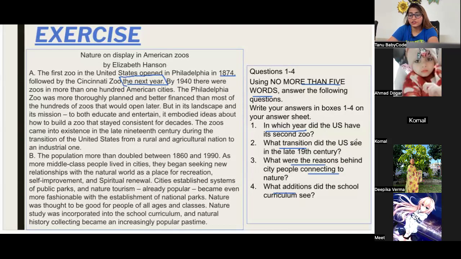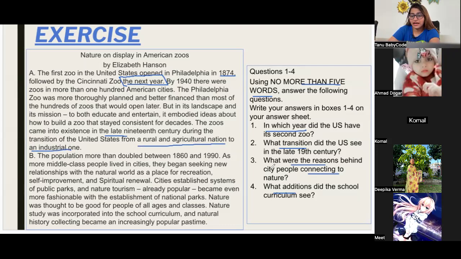What transition did the US see in the late 19th century? So look for late 19th century. It is here. The zoos came into existence in the late 19th century during the transition of US from rural and agriculture nation to industrial one. So what transition happened? The transition from rural and agriculture to industrial, right? They asked what transition.